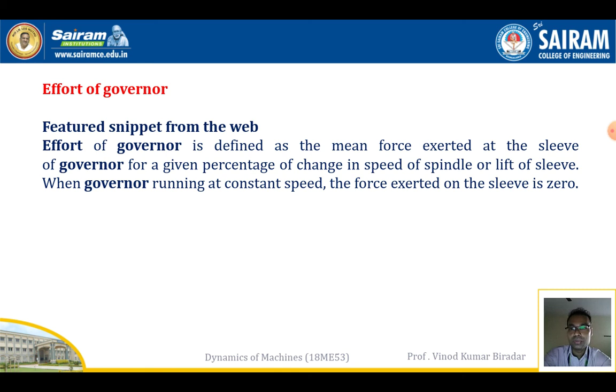Effort of a governor is defined as the mean force exerted at the sleeve of the governor for a given percentage change in speed of the spindle. That force exerted at the sleeve is what we call the effort of the governor. When the governor is running at a constant speed, the force exerted on the sleeve is zero. This is very important, and while solving problems I am going to consider it as zero. The effort of a governor is the mean force exerted on the sleeve to raise or lower it for a given percentage change in speed.